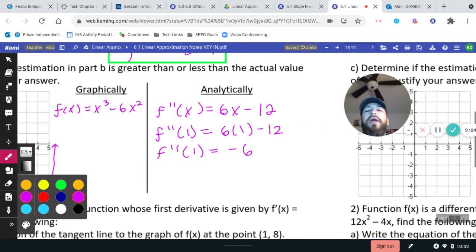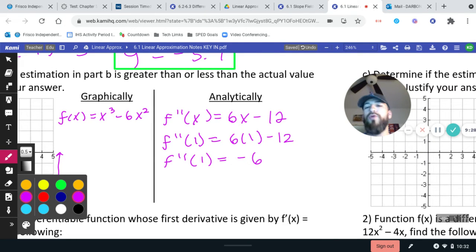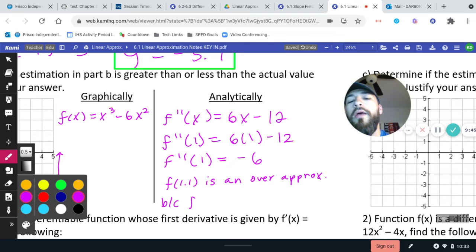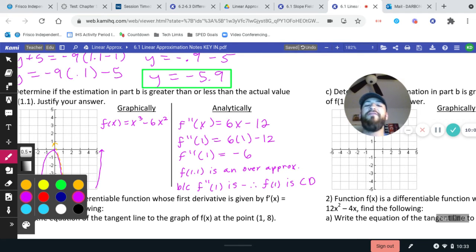So just like I would anytime I'm analyzing something or proving something in calculus: f of 1.1 is an over approximation. And of course I can be a little shorthand with it, because f double prime of 1 is negative, therefore f of 1 is concave down. Because it is concave down there, it's going to create an over approximation for its tangent line equation.